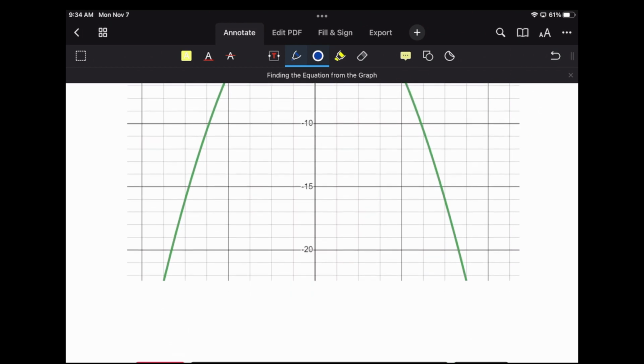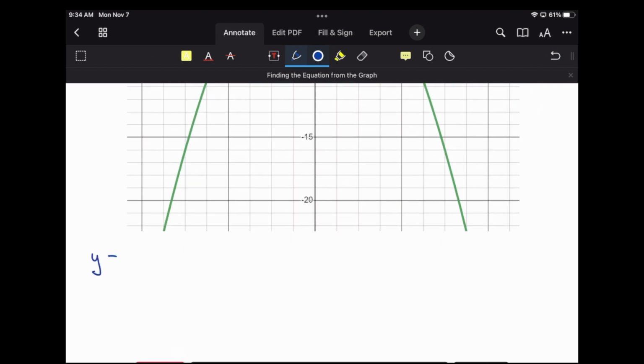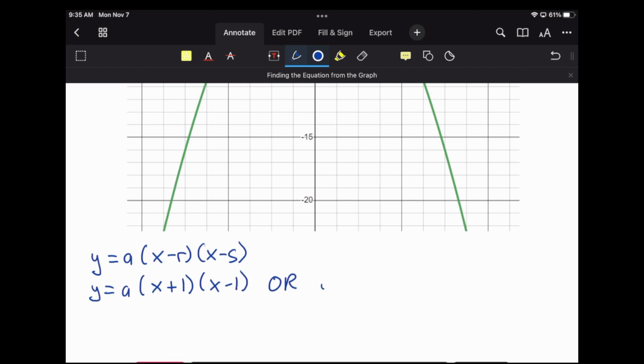I'm going to start out with the general form of the equation. y equals a(x minus r)(x minus s). And we already found our r and s values, so (x plus 1)(x minus 1). If you switch it around, if you just change which ones are r and s, it really doesn't matter. So if you work this way, (x minus 1)(x plus 1), that's still going to give you the exact same equation.